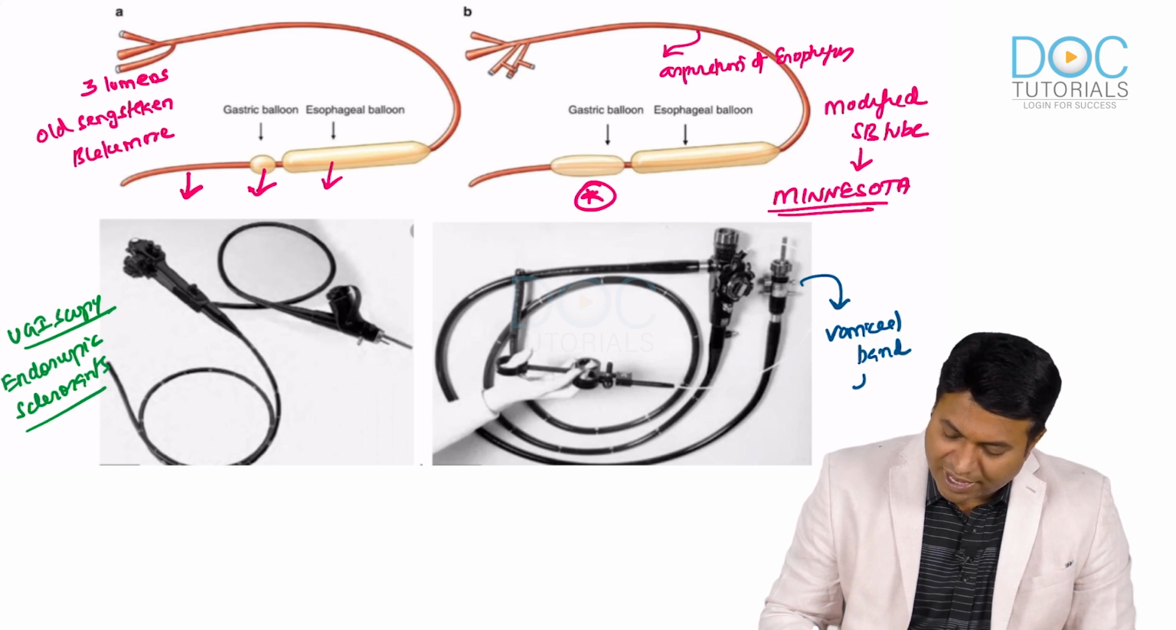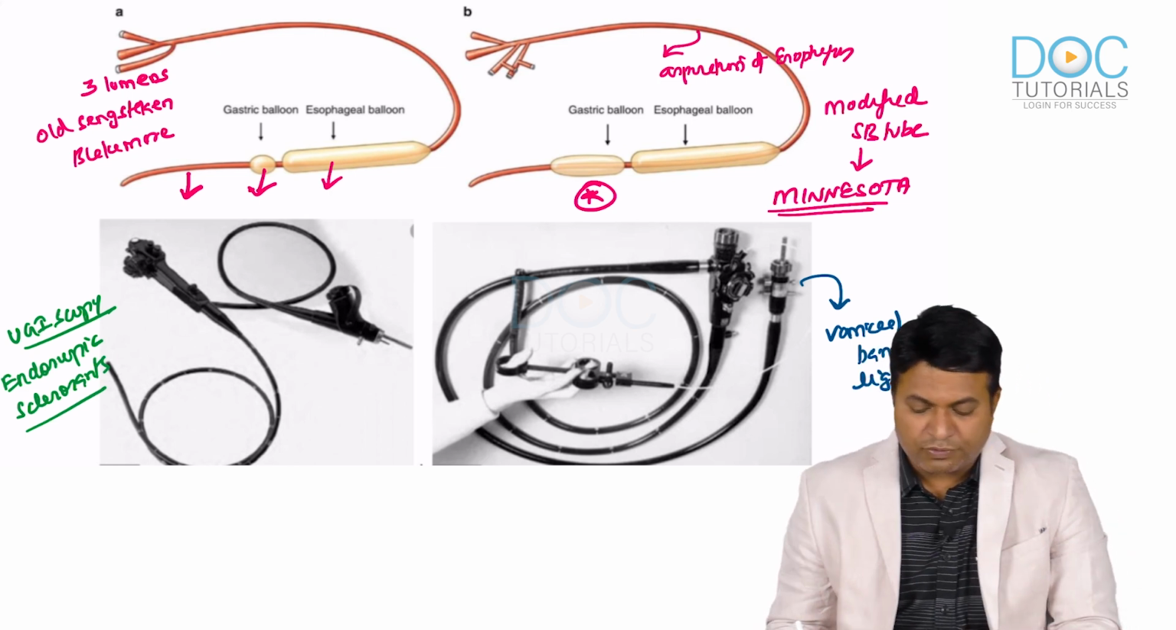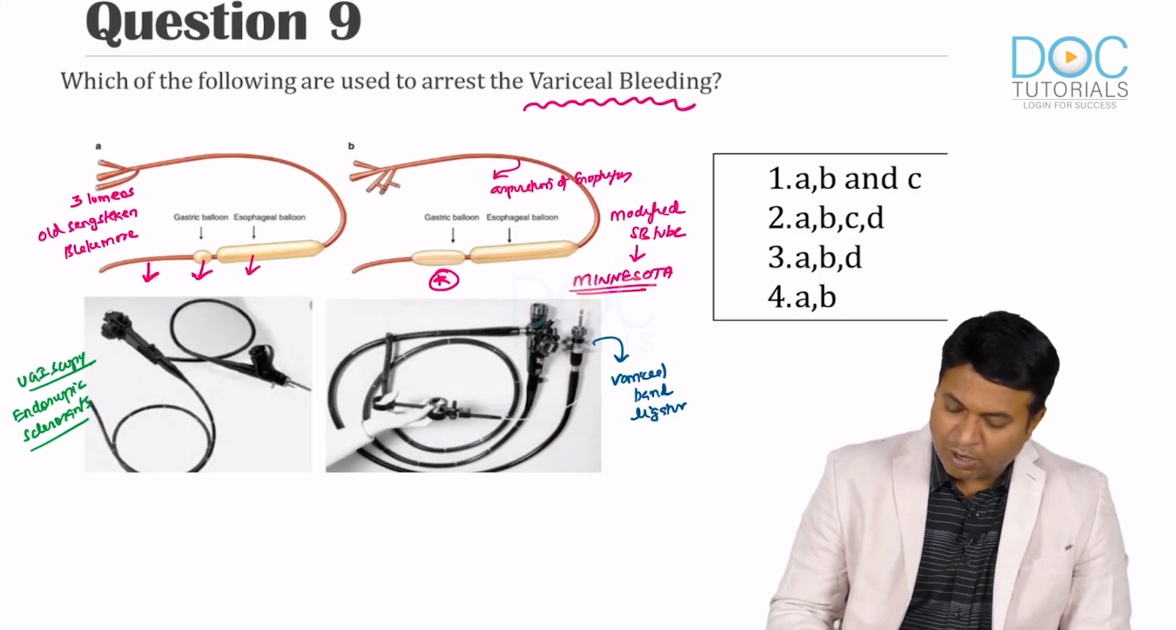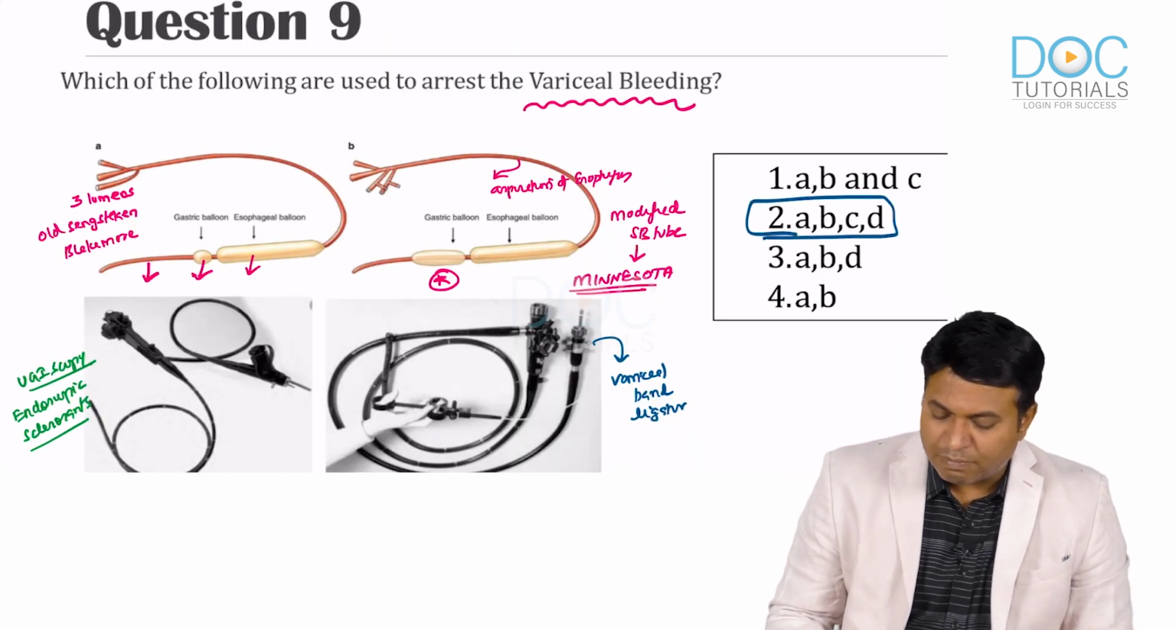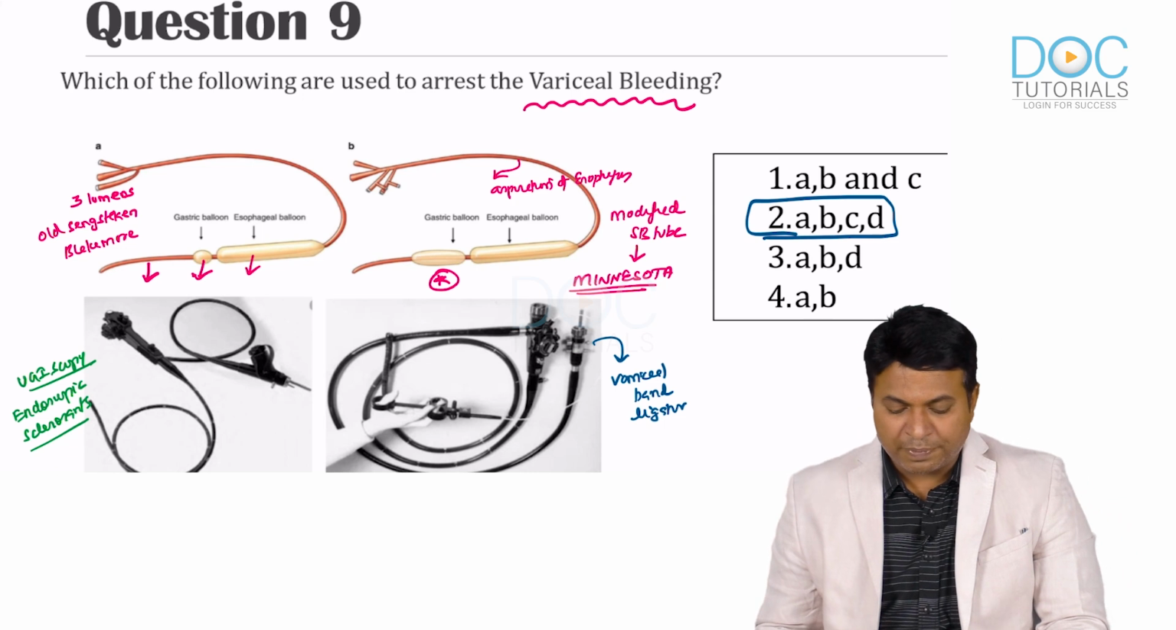Endoscopically, we can also put a variceal band ligator, which is also shown in the 4th picture. So the answer for this question is all the things can be used in variceal bleeding. A, B, C, D is the answer for the 9th question.